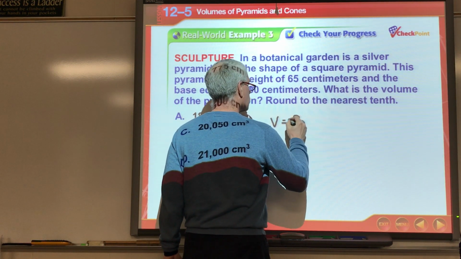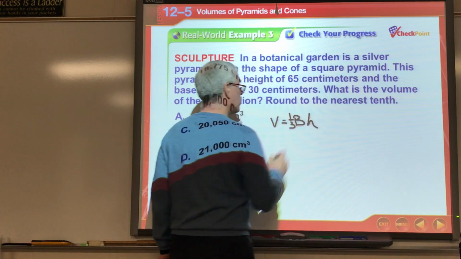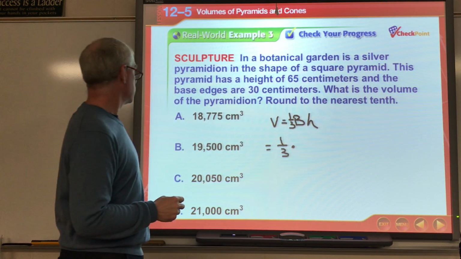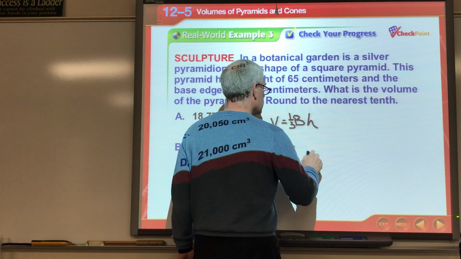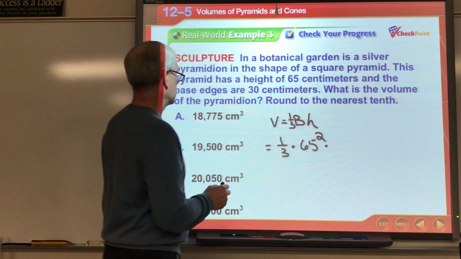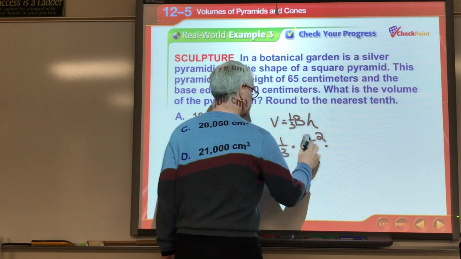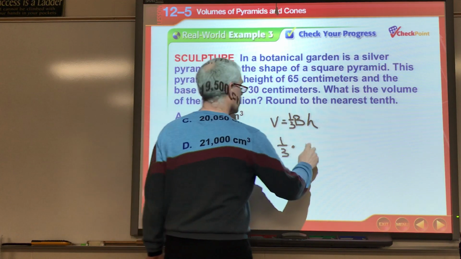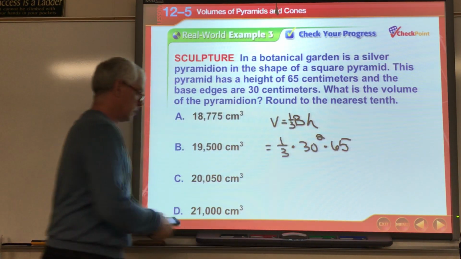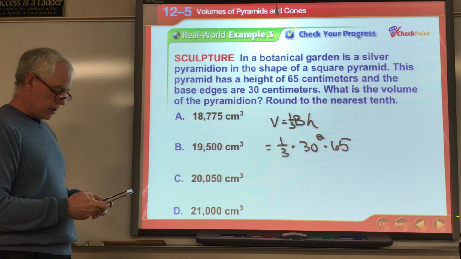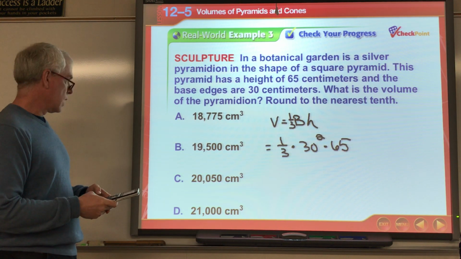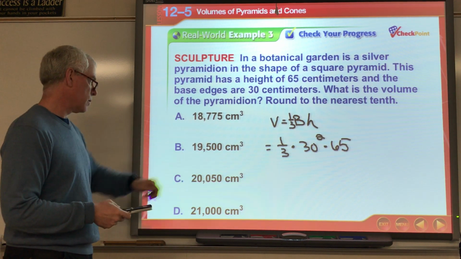So 1/3 area of the base times height. Okay, well, our base has 65 centimeter edges, so 65 squared is going to be the area of the base. The height, oops, I'm sorry, I misspoke. Okay, our base is 30, and our height was 65. Okay, so let's see what we get. 1/3 times 30 squared times 65, we get 19,500 square centimeters.